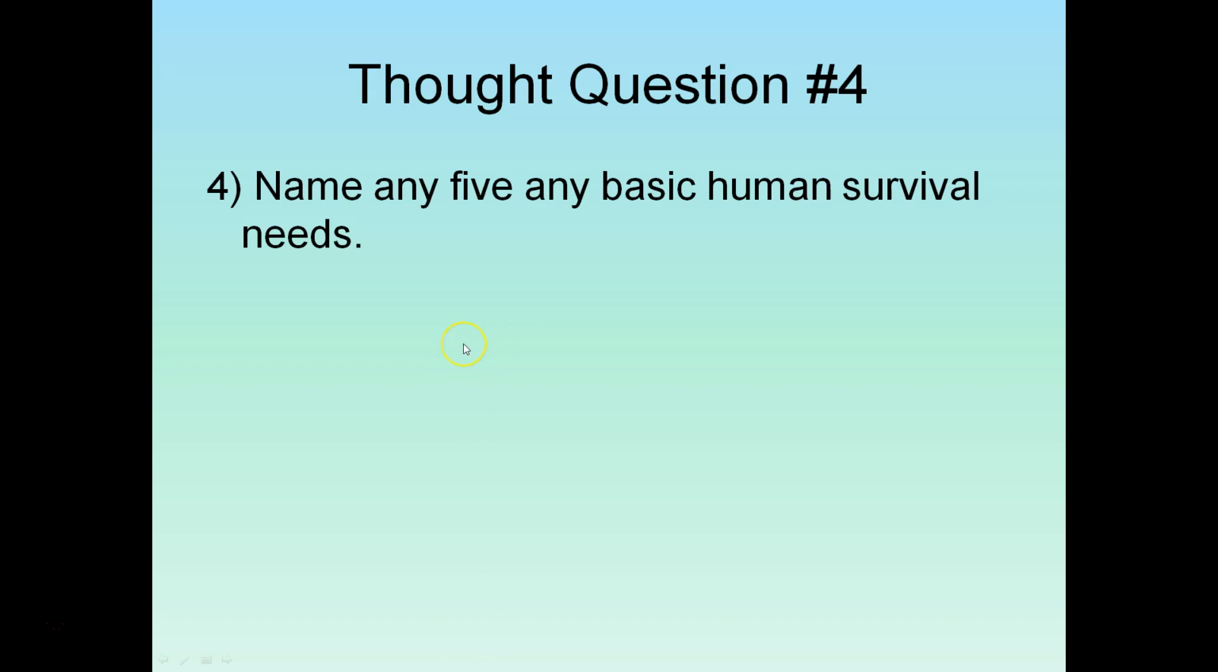Alright, so most likely, if you had paused it and come back, you had written down some basic survival needs like water and food and shelter, maybe love or companionship. But really, survival needs, as far as anatomy goes, are some of those things.